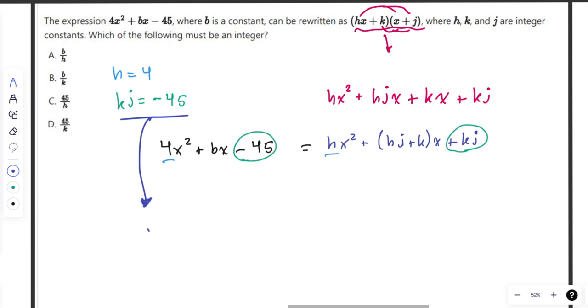If I divide everything by k, I would get j equals negative 45 over k. We know that j is an integer. If j is an integer, then negative 45 over k must be an integer as well. And negative, positive, it doesn't really matter. It's still the same number, it's just the sign that changes. So 45 over k should be an integer. This is an integer. By definition, then, this must also be an integer. There's no way that this is a non-integer.